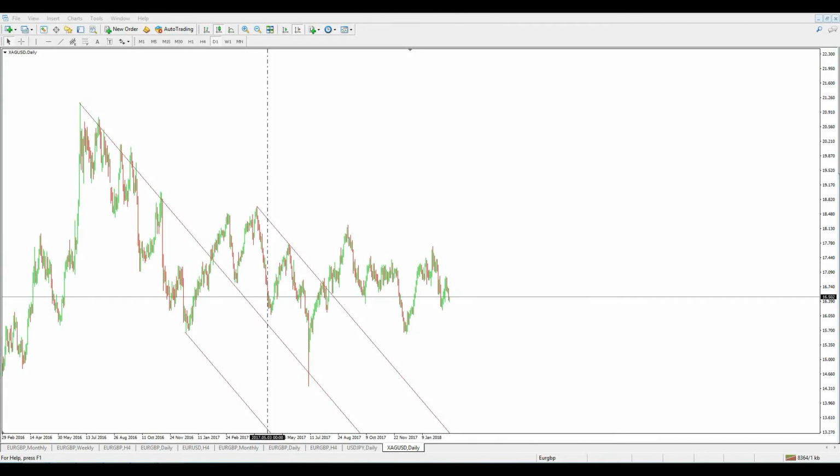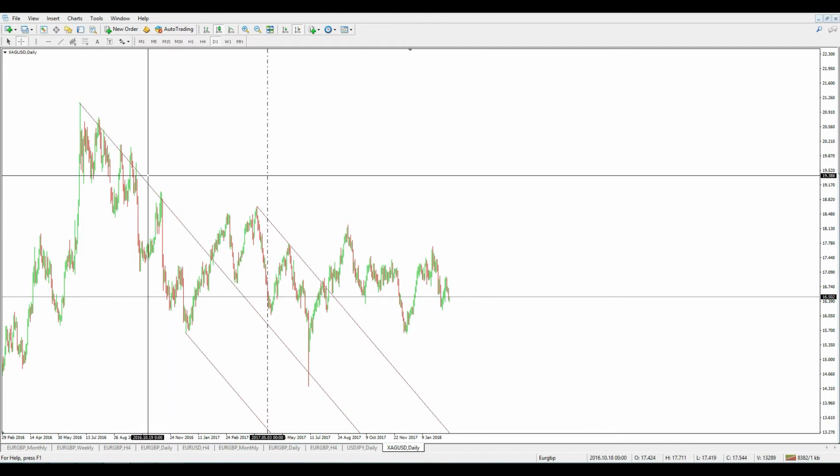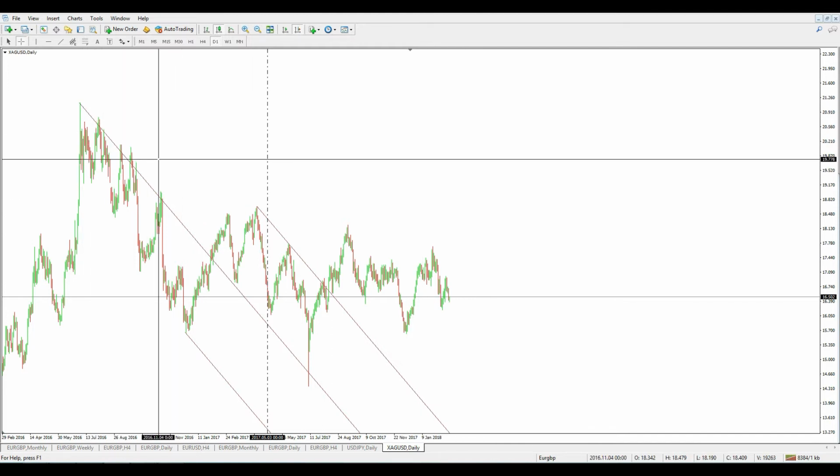Hello again, we continue with the second part, explaining the Andrews Pitchfork tool and how to trade it on financial markets. The first part was dedicated to the places where to put the 3 points, because it's very important. In this part, we will go into the details regarding what the tool shows and how to interpret the market with the Andrews Pitchfork tool.